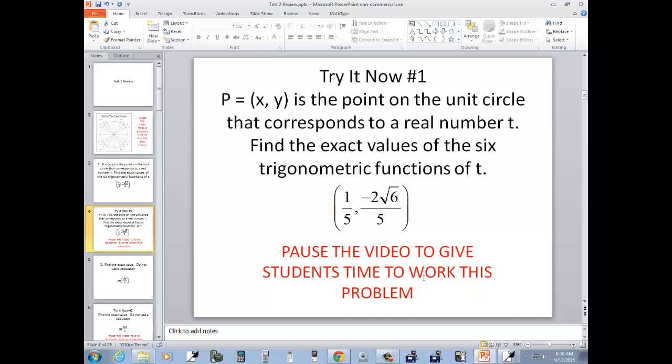Now this one, I want you to go ahead and try, students. And again, same instructions, and we got given a point. So at this point, pause the video and give the students time to work on the problem. And then once appropriate time has passed, go ahead and unpause the video, and they'll see the solution for this. Okay, let's take a look at the solution of this problem.